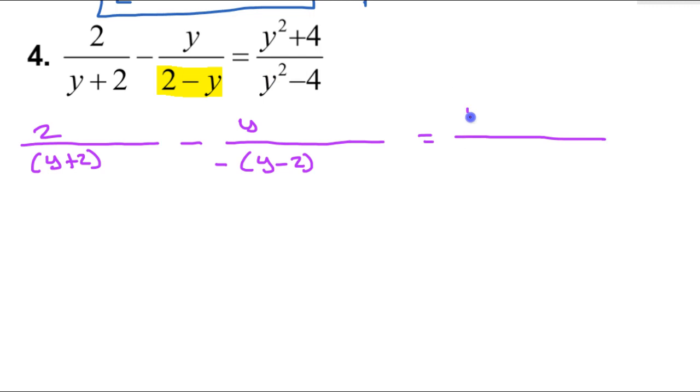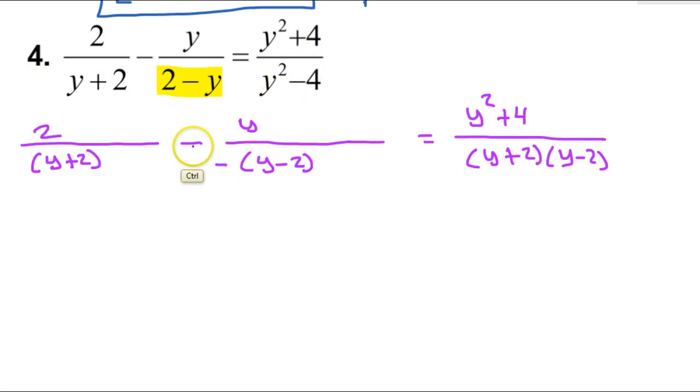And here I've got y squared plus 4. Please notice this is unfactorable. But y squared minus 4 is factorable. In fact, I'm going to go ahead and factor it as y plus 2, y minus 2. Alright, so everything I've just written is equivalent to what we had.